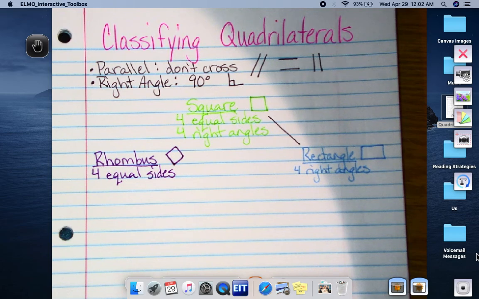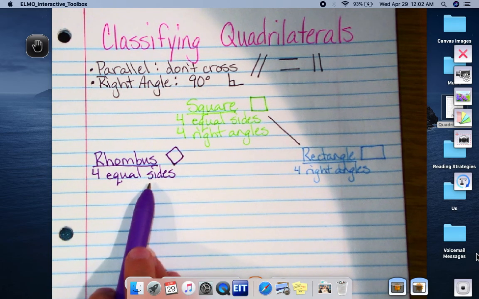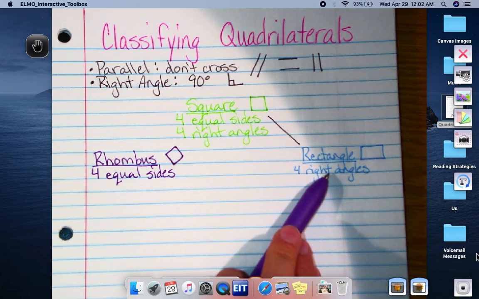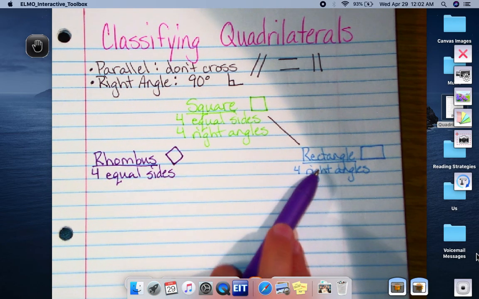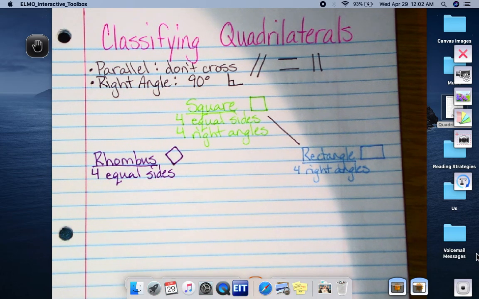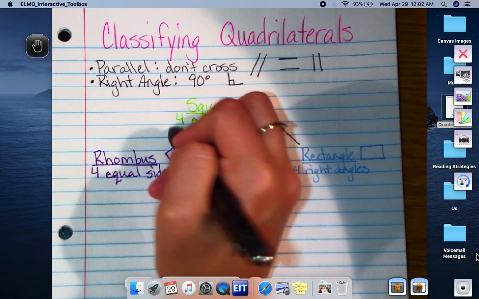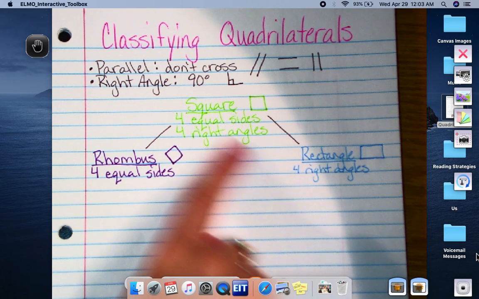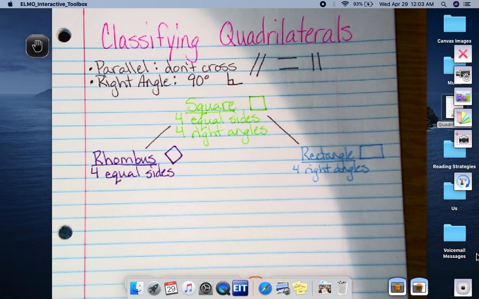So a rhombus has 4 equal sides, but it doesn't have the right angles that a rectangle has. And a rectangle has 4 right angles, but not 4 equal sides. A square has both. So think of a square like if a rhombus and a rectangle had a kid, they'd have a square. The 4 right angles of a rectangle, the 4 equal sides of a rhombus, you get a square.